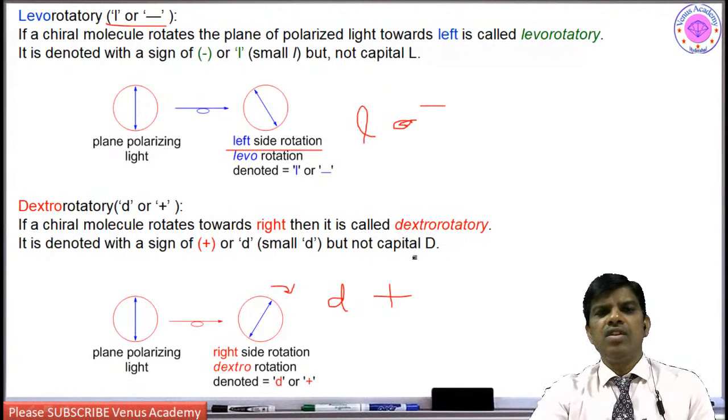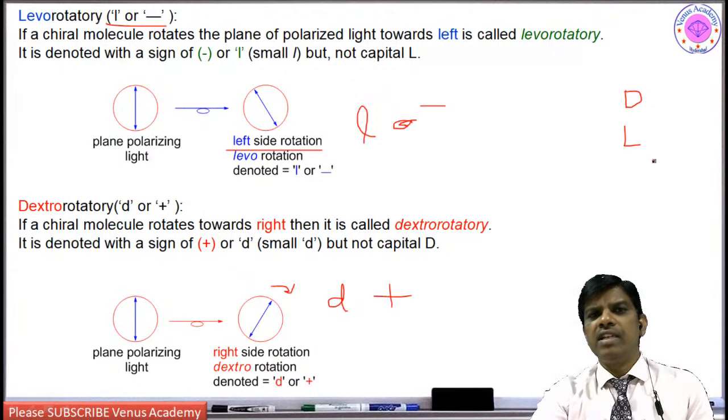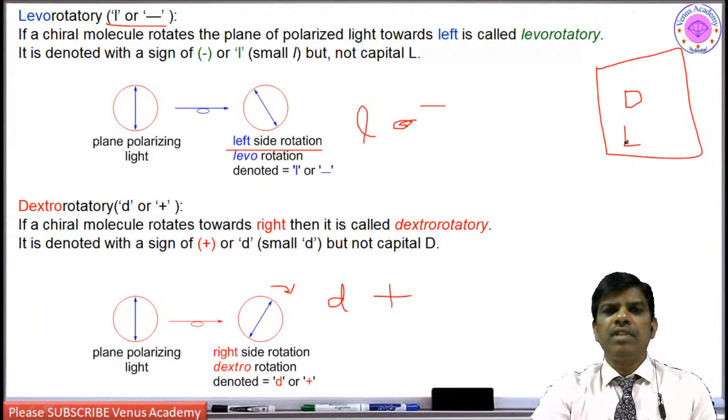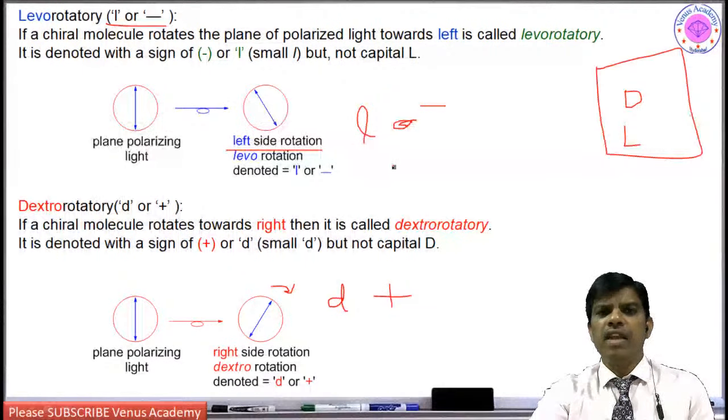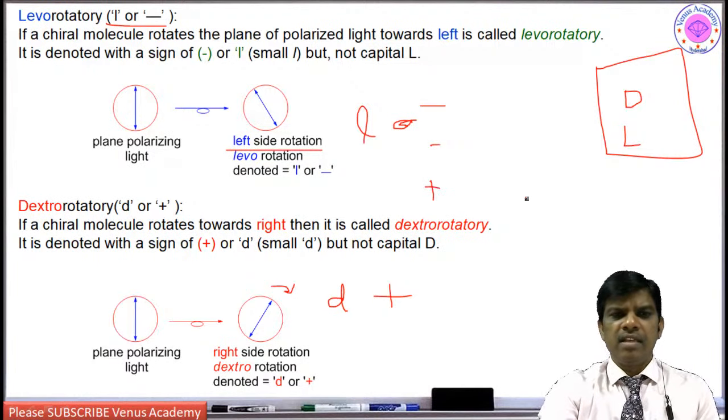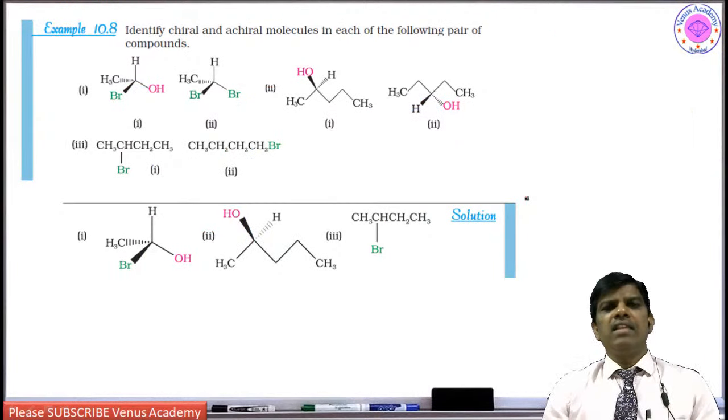Yes, students. Don't confuse capital D and L. Capital D and L are different notations given for Fischer projections. Don't confuse them with small l and small d. Usually small l is used, and small d is rarely written nowadays. You can write it as minus or plus sign. Yes, students. What is the importance?